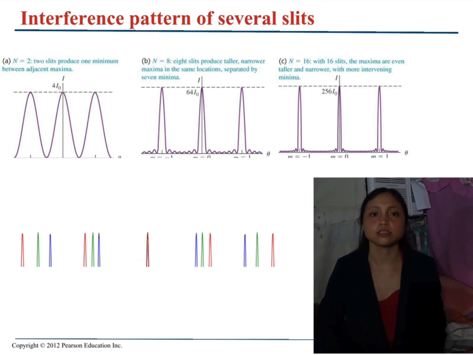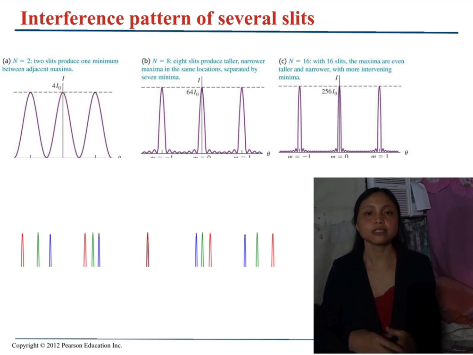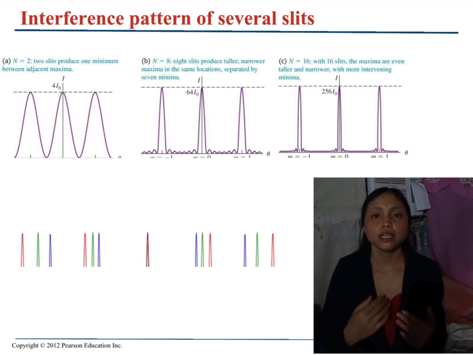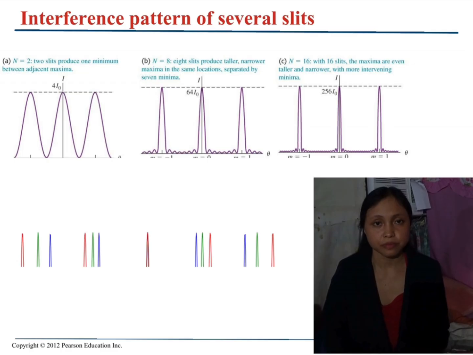When white light passes through many closely spaced slits, each wavelength forms maxima at slightly different angles. As a result, the light spreads into a spectrum. This principle forms the basis of diffraction gratings.